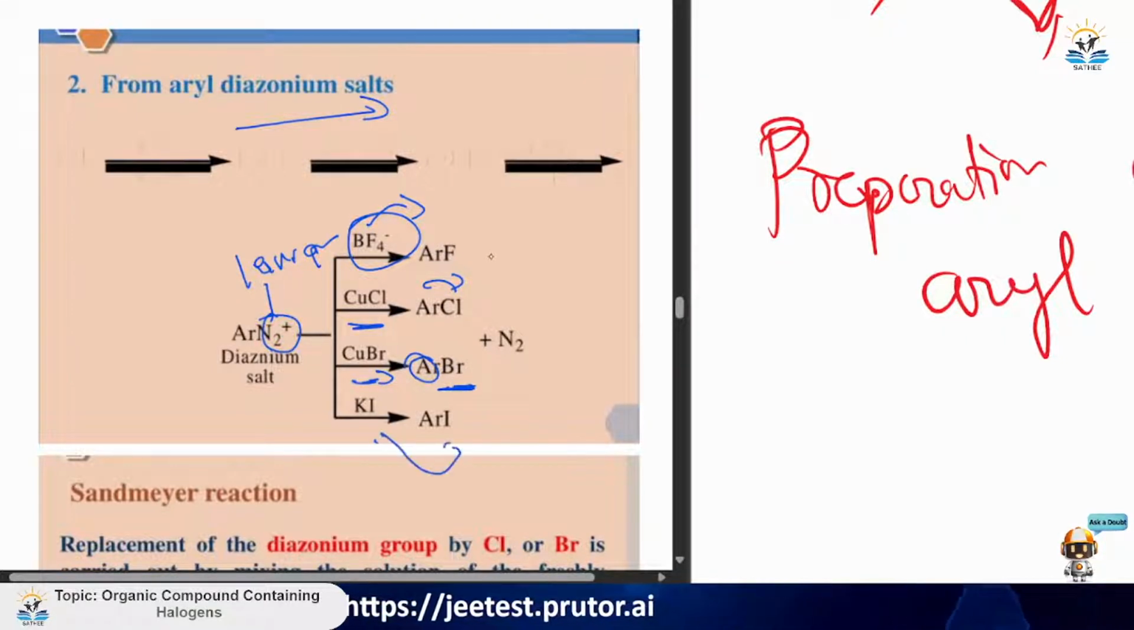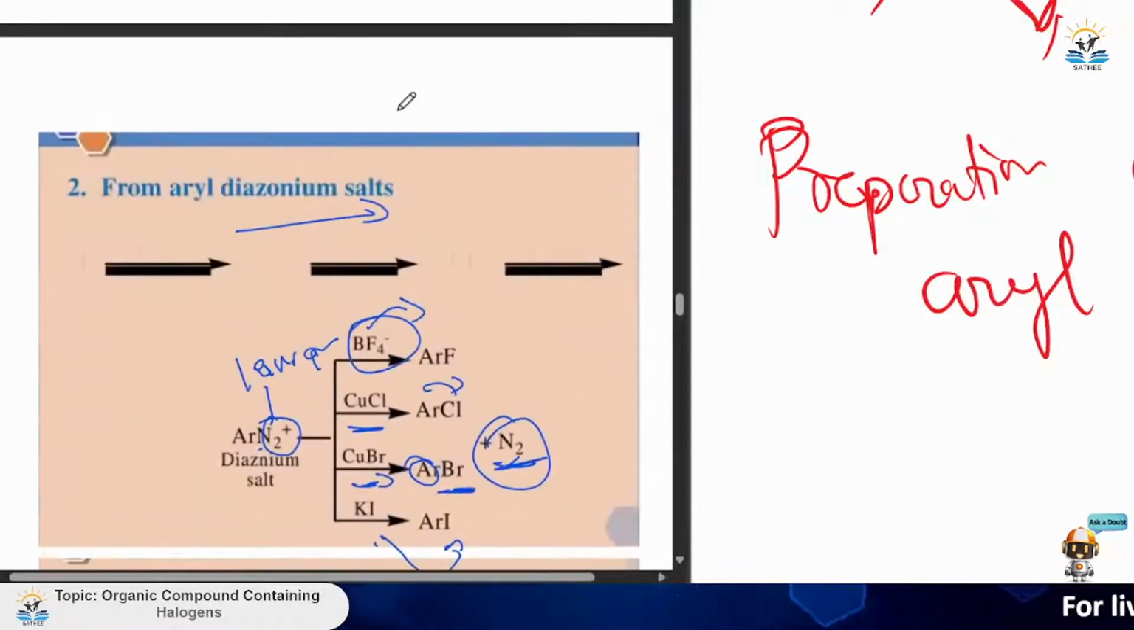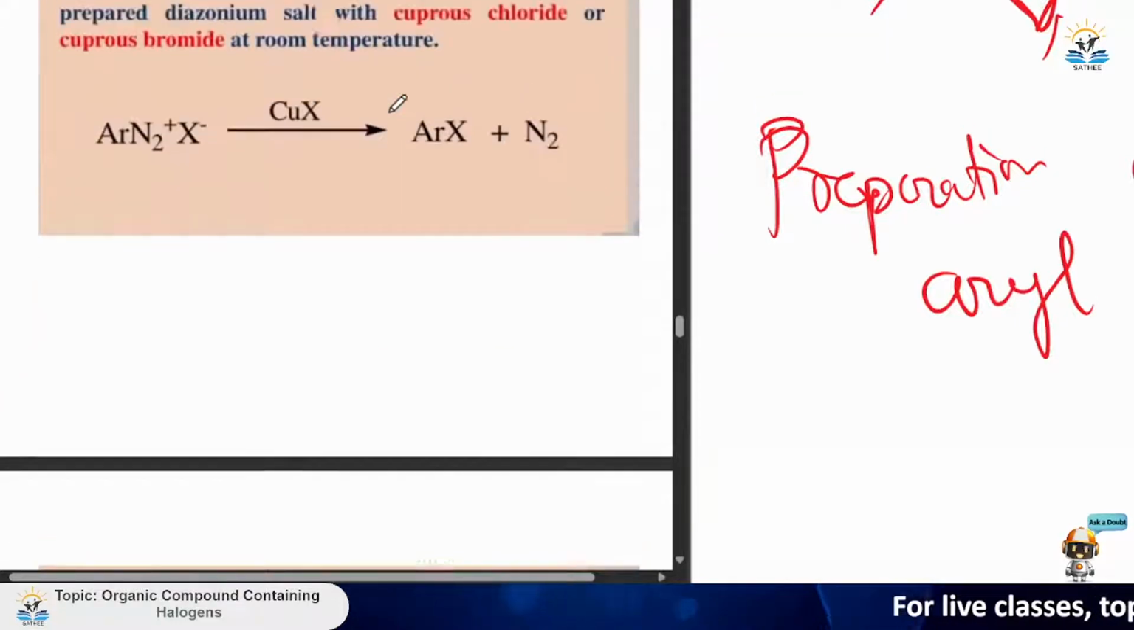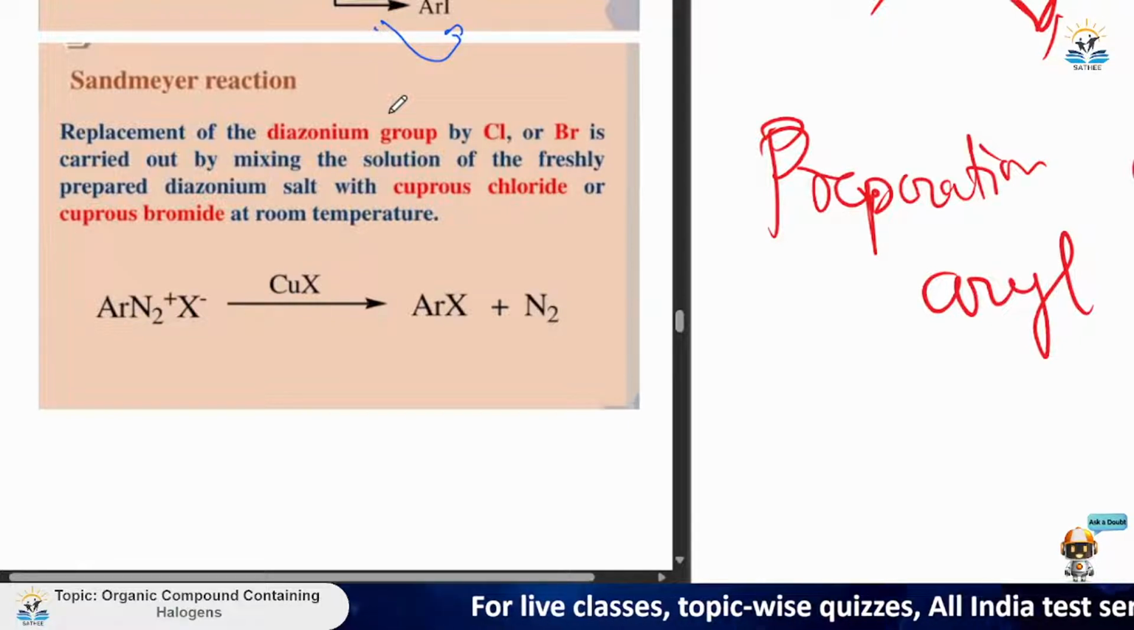Okay, this is Ki, that is ArI, and we will release this N2, which is the leaving group. It is also known as the diazonium salt step. Which organic reaction results in the formation of aryl halide and the release of N2 gas? There the diazonium salt reaction comes into place.